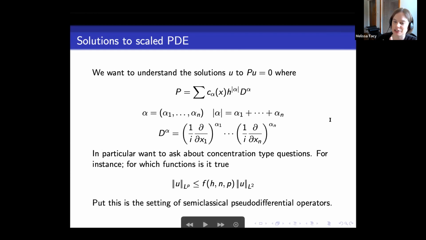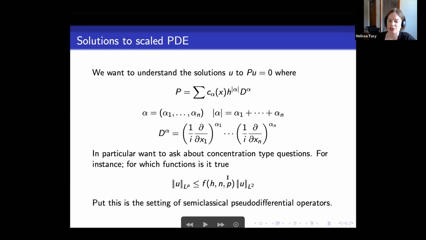So I want to look at these solutions, and I want to know about the concentration of the function that you get out. The particular thing that I'm interested in is the L^p norm. So I'm going to measure the L^p norm, and I want to compare it to the L^2 norm, which I'll always normalize to 1. And so the question is, for which functions f is that inequality true? And f will usually depend on h, n, and p.